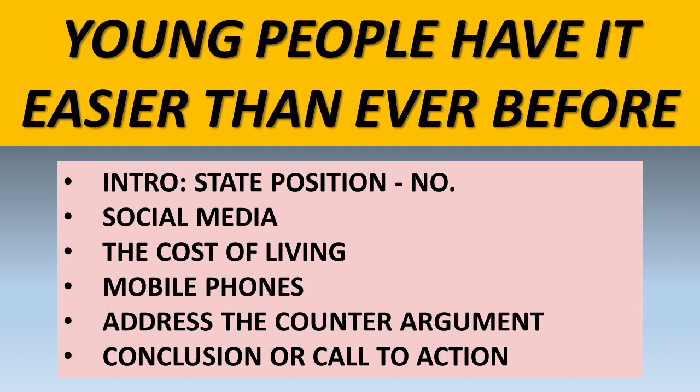Then I would be talking about why social media makes things difficult for young people. I might talk about the cost of living and how expensive things are. Might talk about mobile phones and the complications that they can cause for young people. I might address the counter argument, the idea that the internet makes things easier, but actually it can make things just as complicated. And then I'm going to end with a little conclusion.